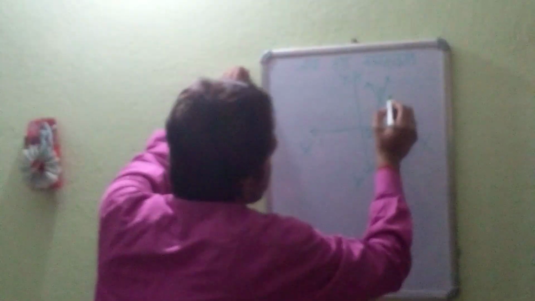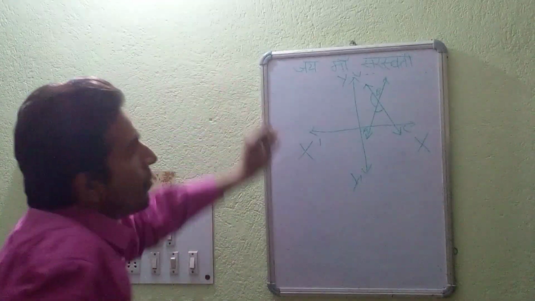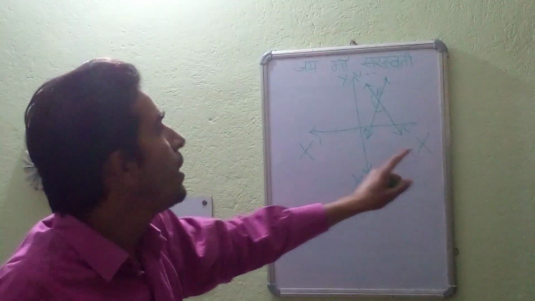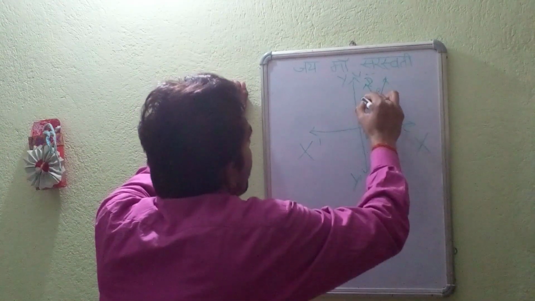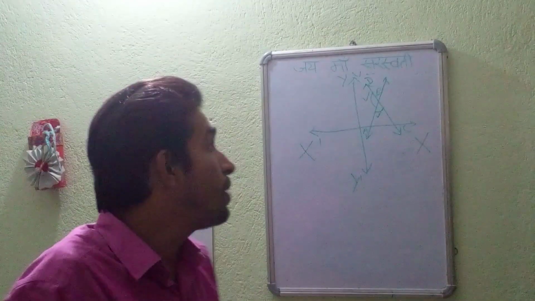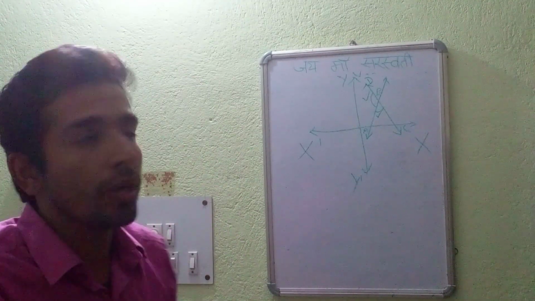In this case, there will be two angles, this angle and this angle. The first angle will be angle ABC and the second angle will be angle ABD. So we have to calculate these two angles, and this will form the base for the angle between the two lines using the slope concept.